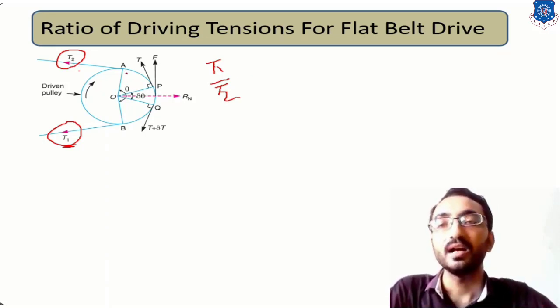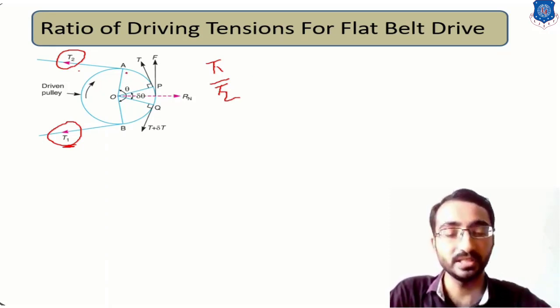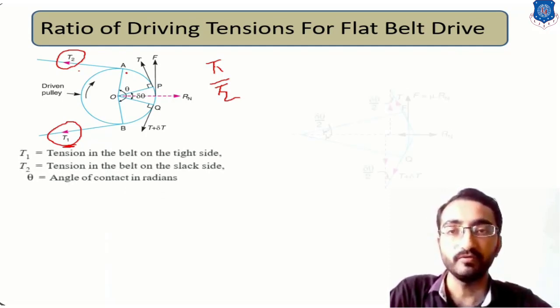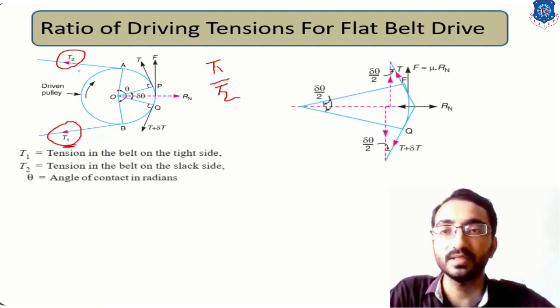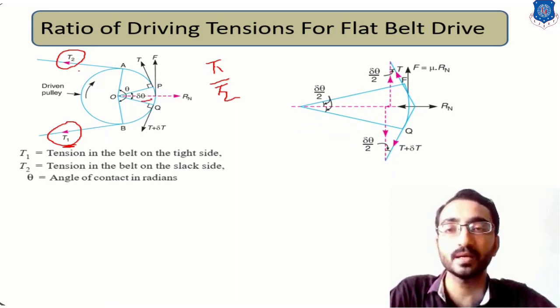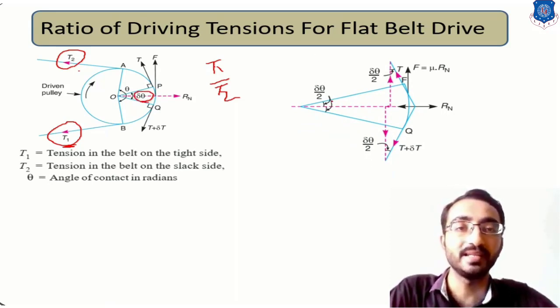Okay, so for that let's consider this diagram in miniature form over here. If we draw a miniature form of this belt, let's consider a small segment of delta theta over here. For this total angle delta theta, if we sketch this belt, then it will make a 90-degree angle over here.